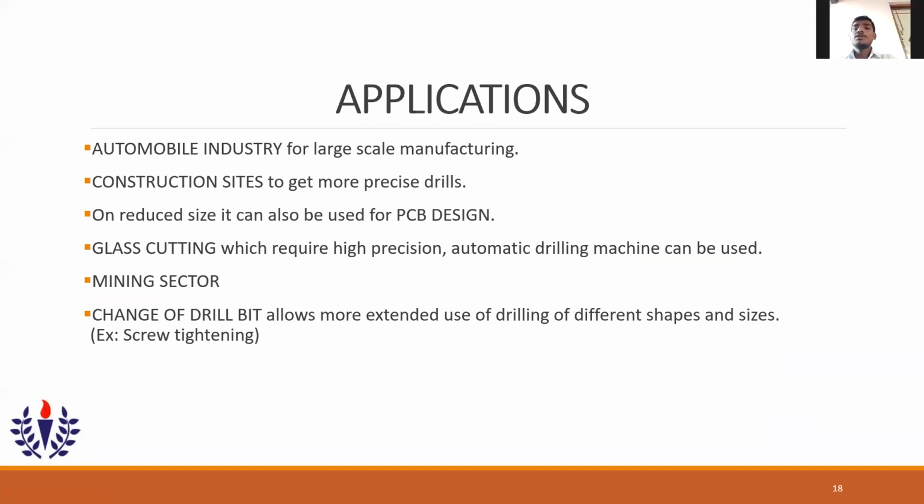Moving on to the applications, it is mainly used for accuracy, because in glass cutting, which requires high precision, the automatic drilling machine can be used. It is used in automobile industries, construction sites, and in the mining sector and PCB design. Mainly, changing the drill bit allows more extended use of drilling of different shapes and sizes.